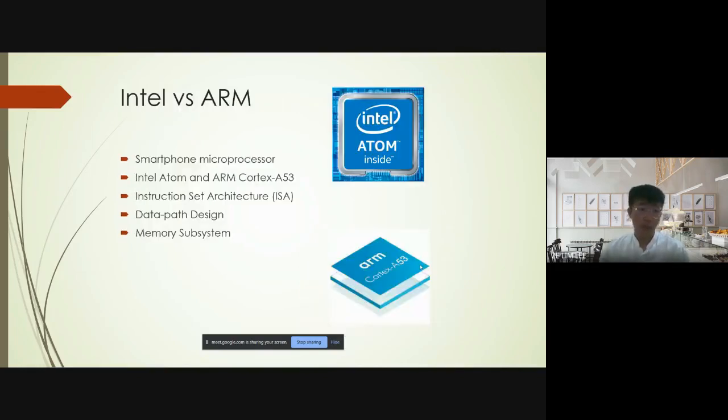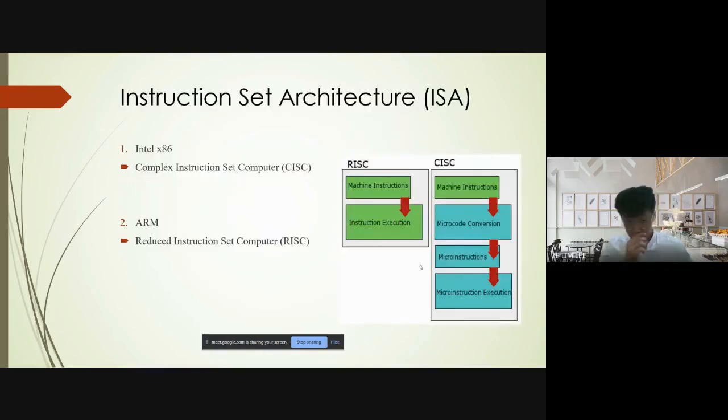In this review, we are focusing on the smartphone microprocessor, and the chosen processors are Intel Atom and ARM Cortex-A53. The comparison will be carried out in the following aspects, which are instruction set architecture, data path design, and memory subsystem. First, I am going to introduce the instruction set architecture.